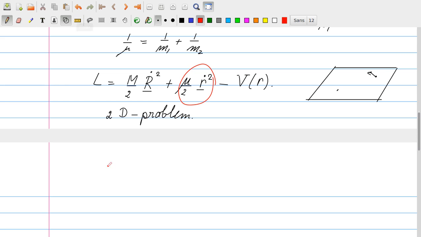So let's do that. So we leave out the first term because it's constant, and we can now write the L as mu over 2 times r dot squared plus r squared phi dot squared, minus V(r).